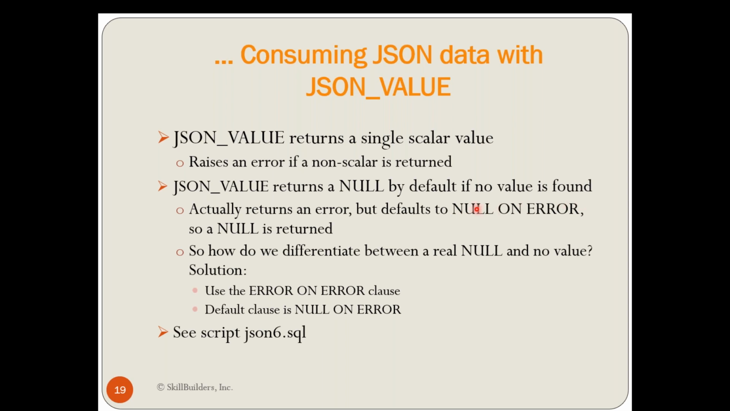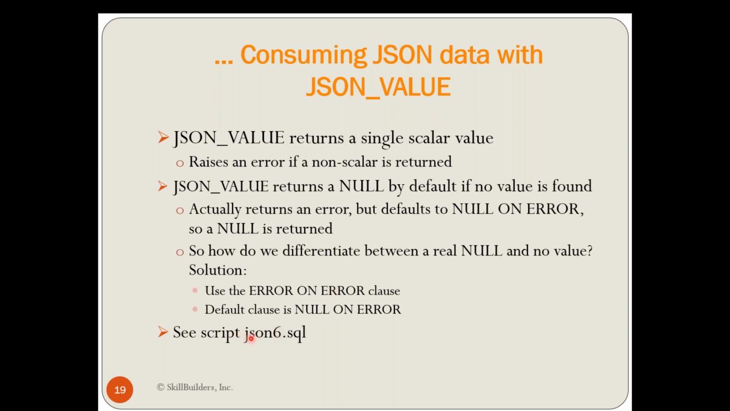That can drive you crazy when you're first learning it, where you try it out and you know it's supposed to work, but it doesn't. But null on error is the default. So how can you override that? There's an option in the JSON value function to say error on error. It's another clause. Now, if it can't find it, if it's not there or whatever, if you have error on error, it will not return a null. It'll actually return the error so you can identify it.